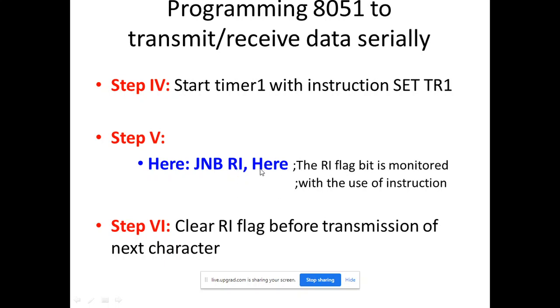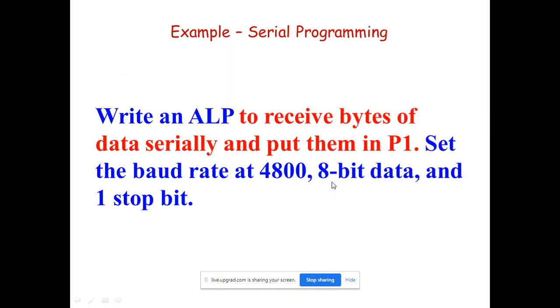Then once the first character is received completely, we want to receive the next character, and that's why we clear the RI flag before the next reception. In this fashion we are making a few changes in the algorithm. Then according to that new algorithm I am writing the program.